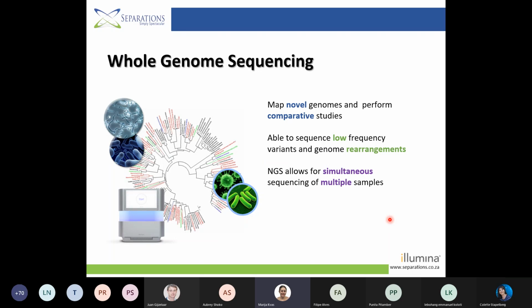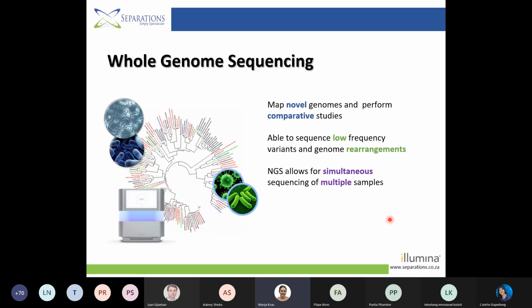But when we're talking about whole genome sequencing, obviously we want to map novel genomes out there, novel pathogens, novel organisms, and we want to do comparative studies, right? We want to understand what the differences are between these organisms. We want to characterize them and identify the mutations that we have, right? And also it allows us to do low frequency variant exploring and to look at, like I mentioned, genome rearrangement.